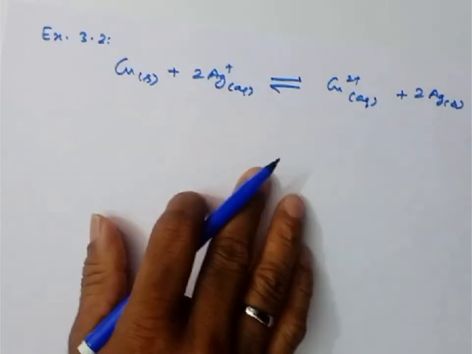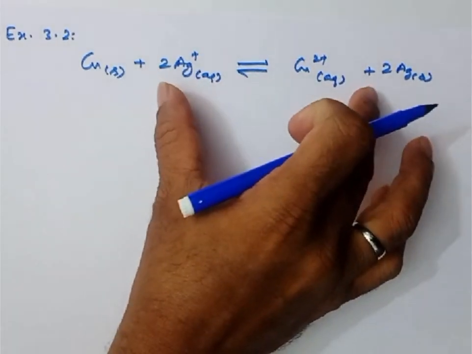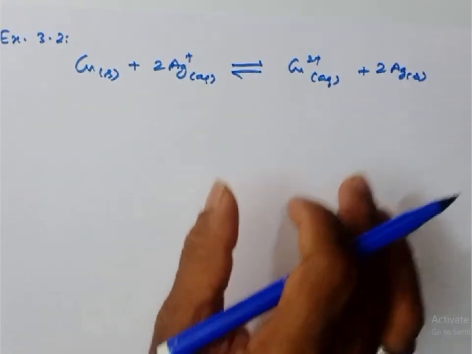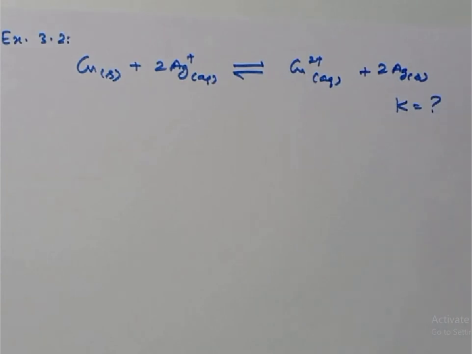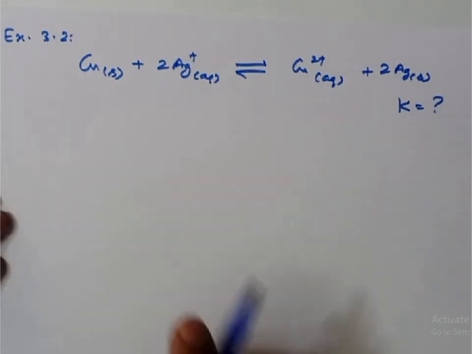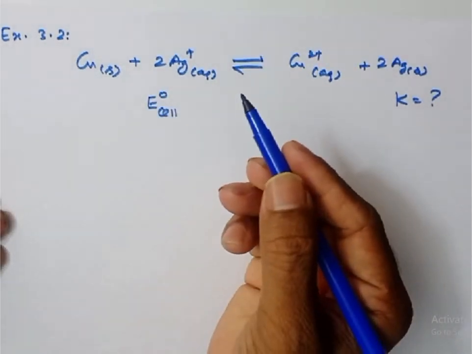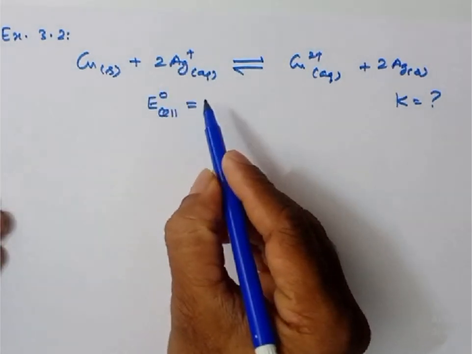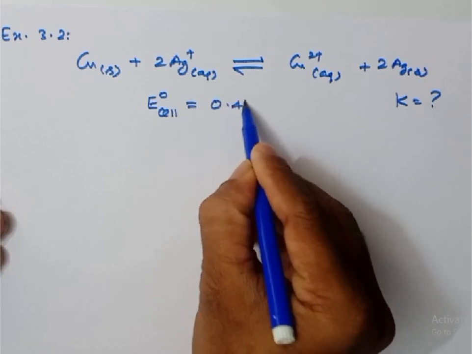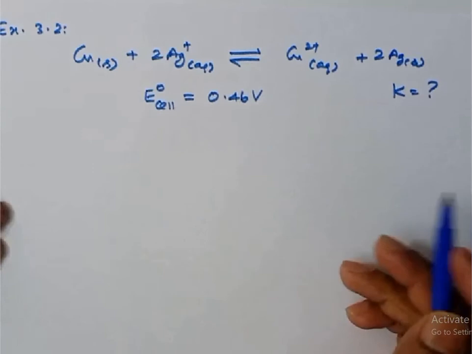Some equilibrium reaction is taking place in a cell, right? We need to find out the equilibrium constant for this. So how to calculate? It's very simple. What is given here is the E0 cell value. Actually, the E0 cell value we need to calculate. We can calculate it actually, but in the question it is given directly. Sometimes they will do like this. E0 cell value is given, and we need to find out the equilibrium constant.